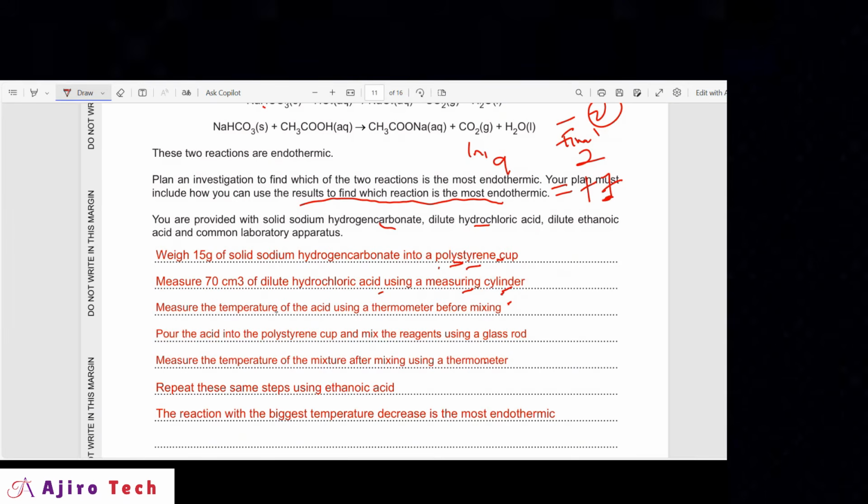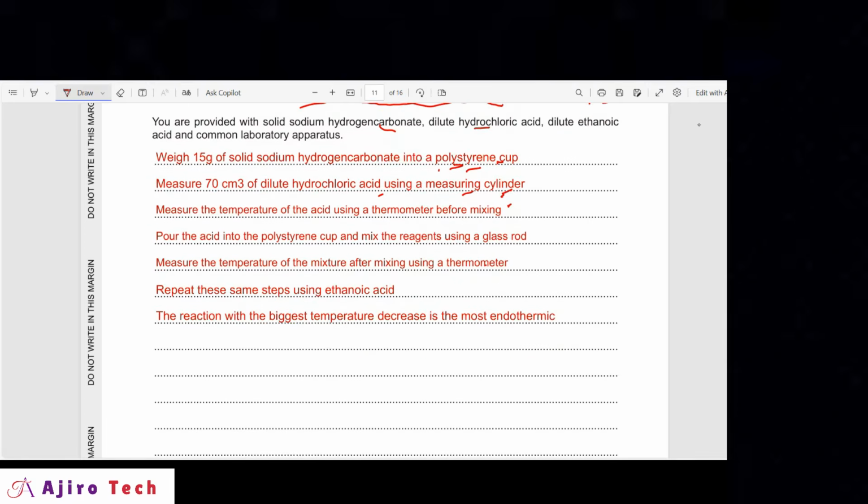Then I'll repeat these same steps using ethanoic acid. So instead of using hydrochloric acid, I'll repeat the same steps using ethanoic acid for the second reaction this time. Then I'll compare both of them. The reaction with the biggest temperature decrease is the most endothermic, right? So we say that one has absorbed more heat than the other. So this is how to plan to get the 6 marks for this question.